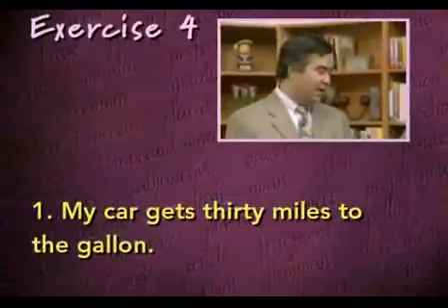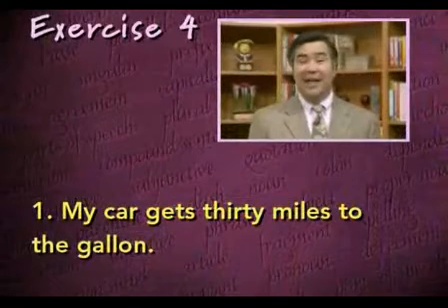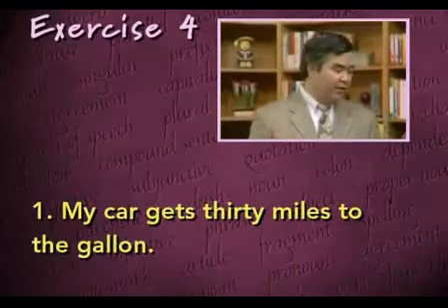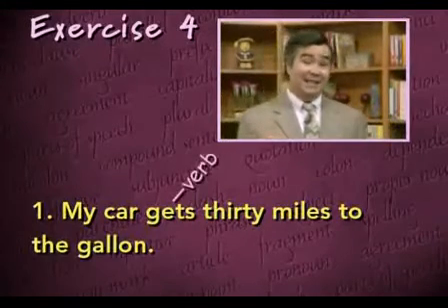Let's look at the first sentence and then decide what part of speech each of these words represents. My car gets 30 miles to the gallon. Following my recommendation a moment ago, let's start by looking for the verb. The verb here is gets.